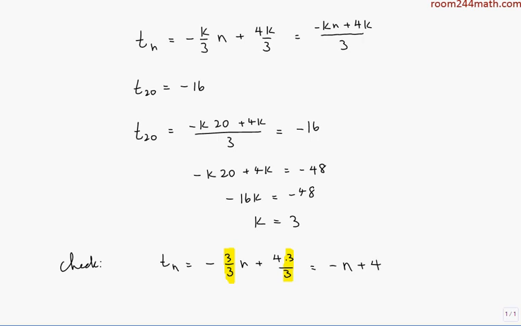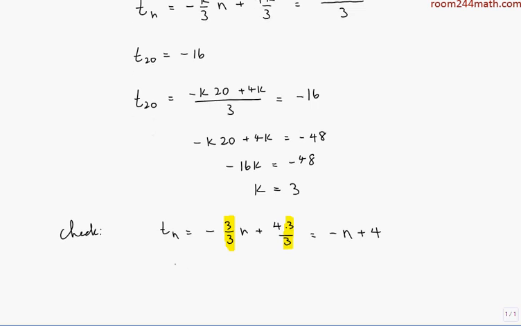negative n plus 4. So if t20 is equal to negative 16, the general term for that sequence is pretty simple. It's just negative n plus 4, and therefore t20 should be just negative 20 plus 4, which is negative 16. So that's our check.